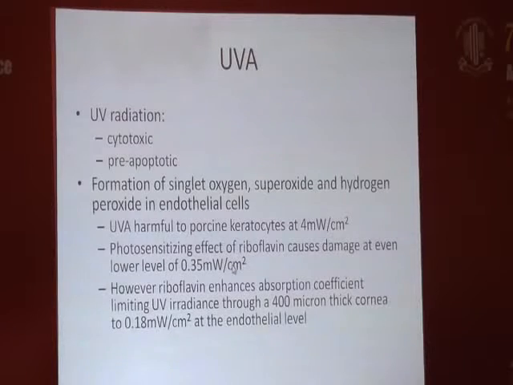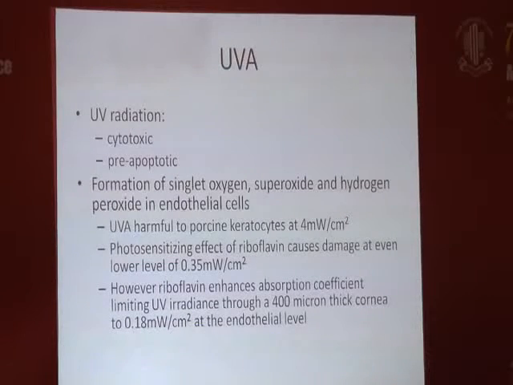which increases or decreases, rather, the threshold of UV damage, and it brings down the threshold of UV damage to as low as 0.35 milliwatts per centimeter square. So exactly why are we putting riboflavin? It is actually increasing the toxicity of UV. The reason we do this is, first, because of the singlet oxygen radicals that are formed, and second, because the riboflavin acts like a UV sink. It absorbs the UV and limits the transmission of UV to the anterior layers of the cornea. It does not allow UV to cross beyond the endothelium. So this is the significance of riboflavin.